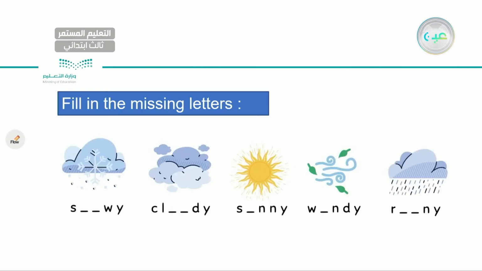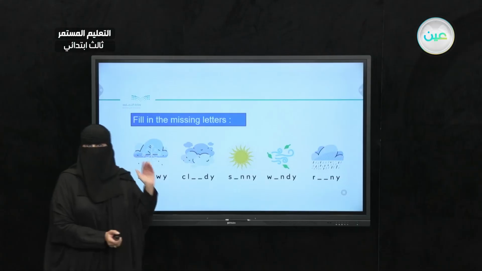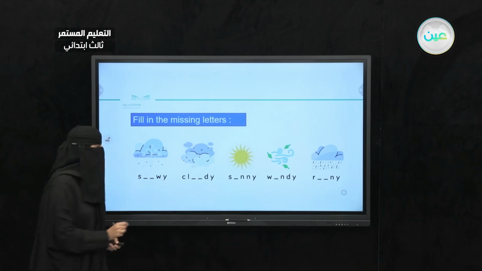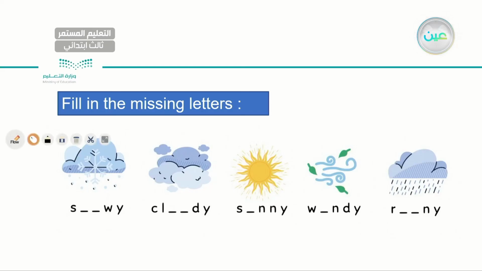Excellent. Now, as you can see here, fill in the missing letters. I have 1, 2, 3, 4, 5 different pictures, and I have the weather below, but that misses some of the letters. Let's go ahead and try to complete with the correct answer. For the first one, what's the weather like, my dear student? It is snowy. So let's go ahead and complete with the missing letters.